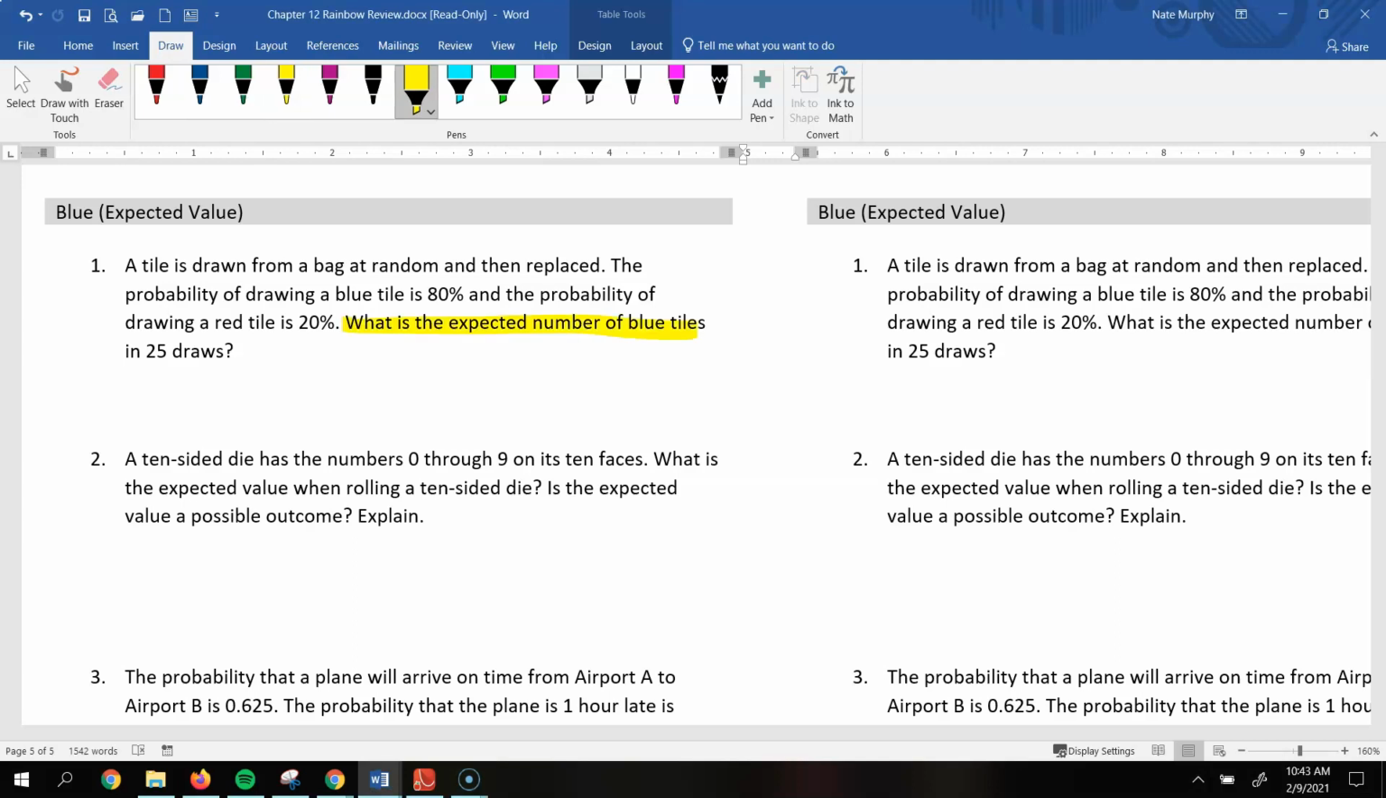Okay, so this is what we're trying to find. That means that this information about the red tiles, we're not going to need. We do know that the probability of success here is an 80% chance of drawing a blue tile, and that's what we're going to use. So we're going to have an 80% chance out of 25 draws of getting a blue tile. All we've got to do is take 0.8 times 25, and that'll tell you what you would expect. That's the theoretical probability. What would you expect to have happen in 25 draws? 0.8 times 25 is 20, so we'd expect to get 20 blue tiles.